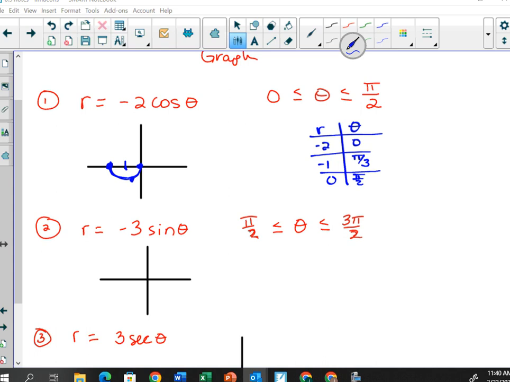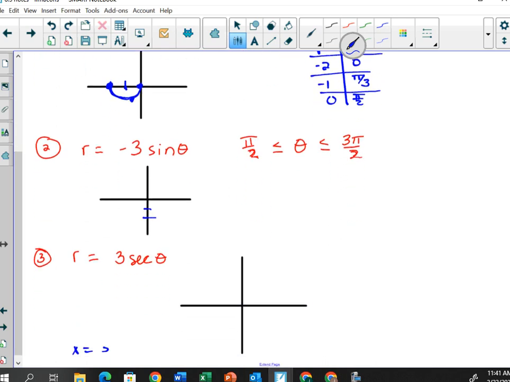A full circle. So you can plot points if you want to, or you can think about that and go, oh, I know it's going to be the whole thing. It's sine, so what is it going to be centered on? The y-axis. Is it going to be up or down? Down, because it's -3. What does the 3 tell me? Diameter. Yeah. So I can just go 1, 2, 3. I know it's going to be attached to the origin.